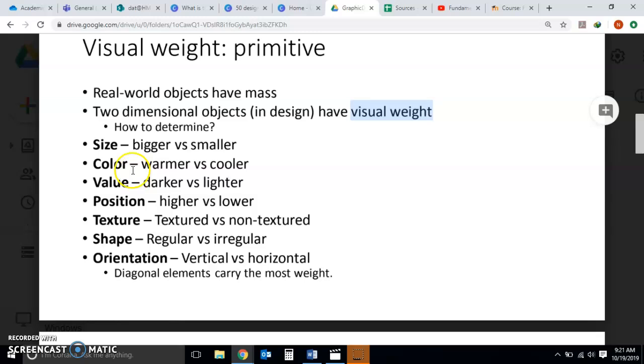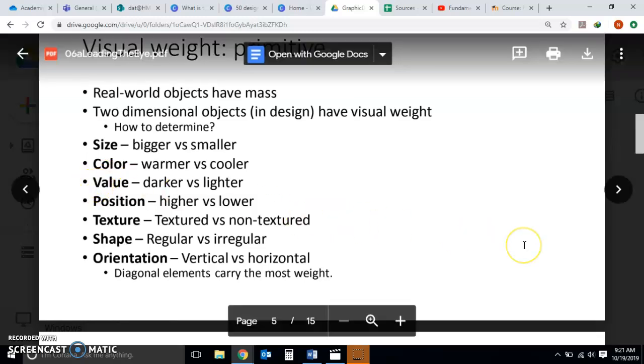Right. So next is color, warmer versus cooler. Warmer colors tend to attract attention more than cooler colors, right? So red over blue, for example, or yellow over azure, and so on, right? Value, darker versus lighter. So this is a bit interesting because we tend to see cooler colors being a bit darker than warmer colors. For example, dark blue, which is a very cool color, will be much darker in terms of value as opposed to a light yellow, for example, right?